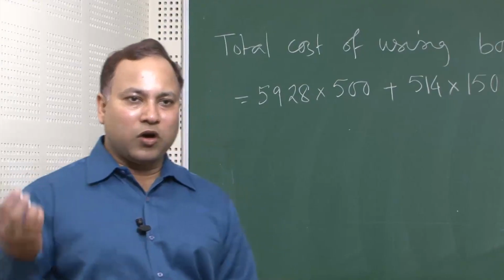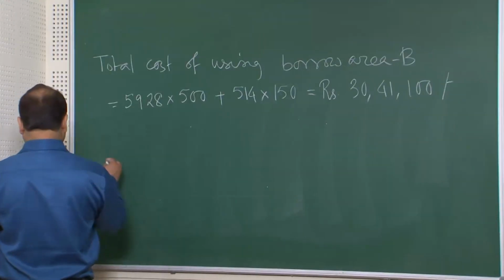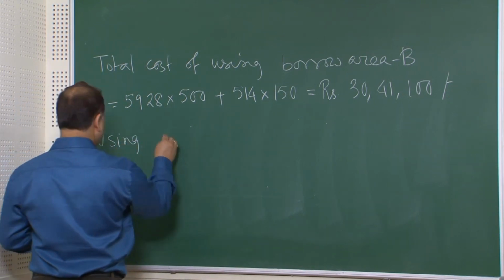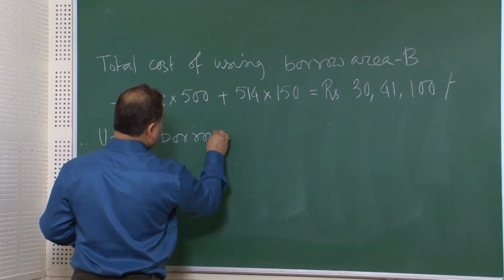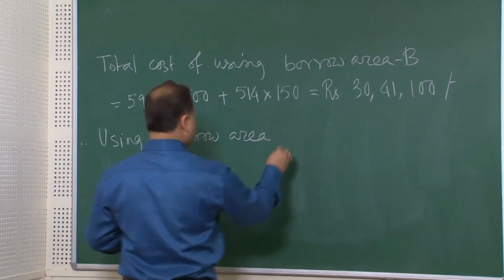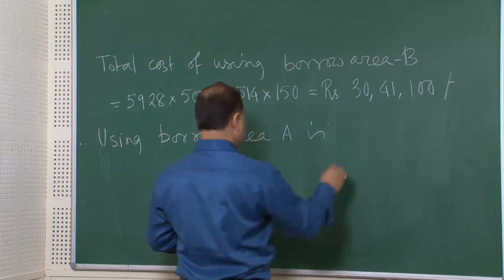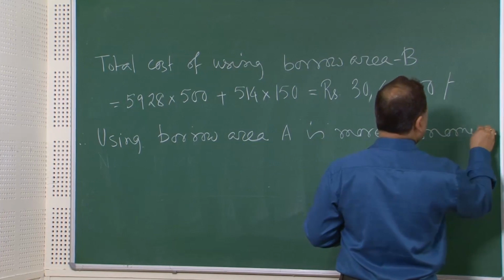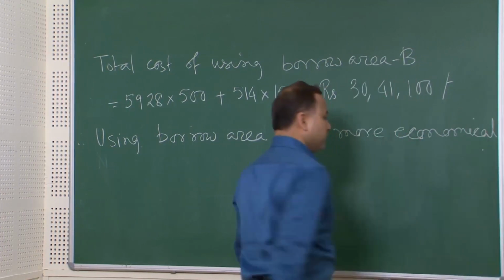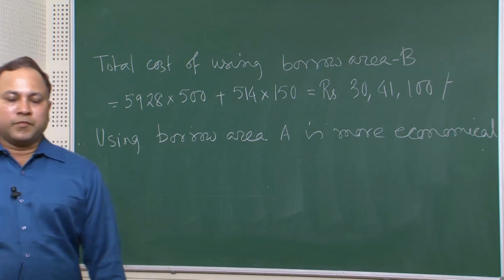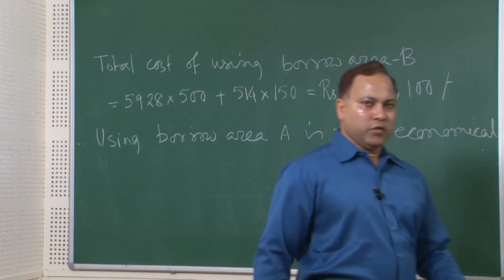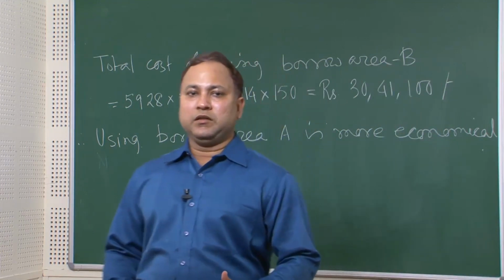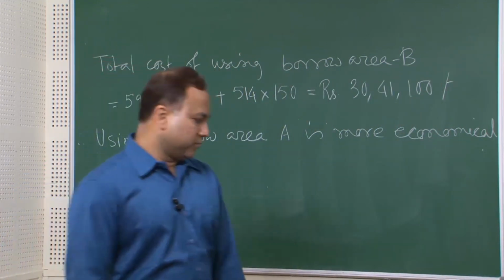If you compare the cost, the borrow area A is more economical. So therefore, using borrow area A is more economical. Okay. So we'll continue with the next topic or the next chapter, that is on permeability of soil.